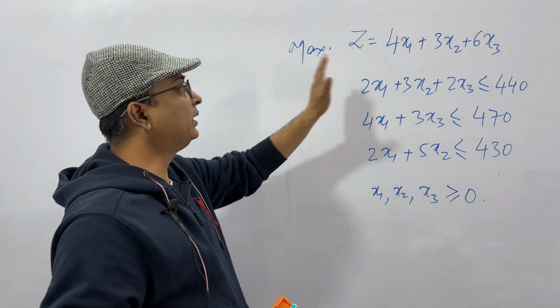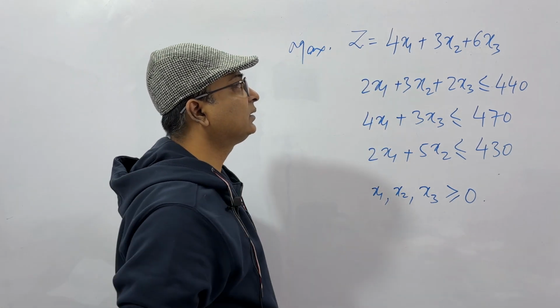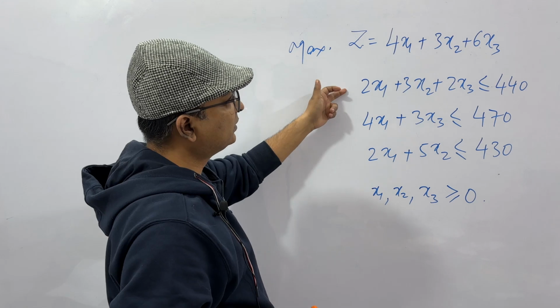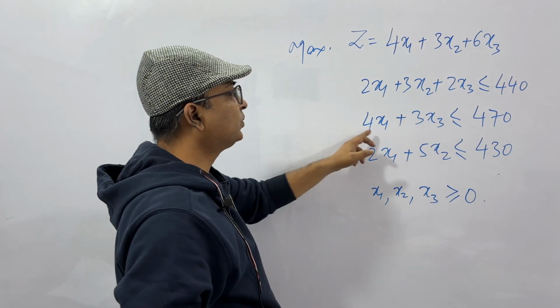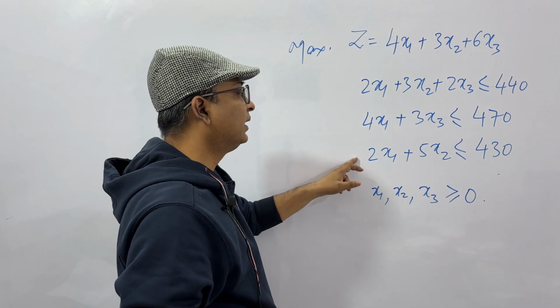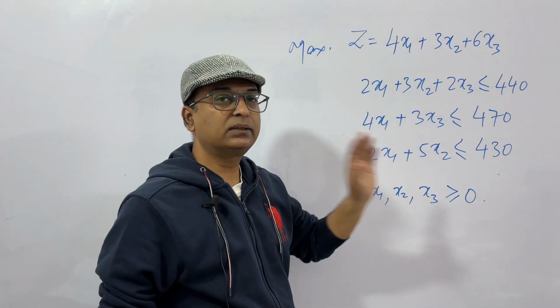This is our LPP, linear programming problem. We have to maximize z, which is equal to 4x1 plus 3x2 plus 6x3. The constraints are, first is this, 2x1 plus 3x2 plus 2x3 is less than or equal to 40. Second is 4x1 plus 3x3 less than or equal to 470. And third is 2x1 plus 5x2 less than or equal to 430. x1, x2, x3 are greater than or equal to 0.